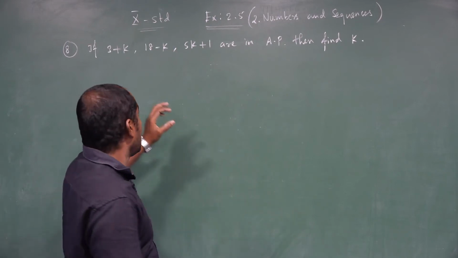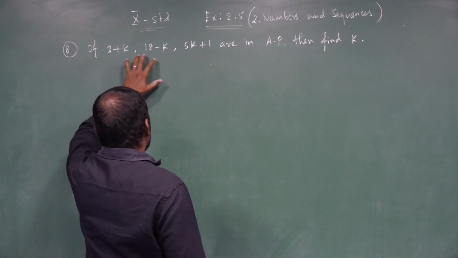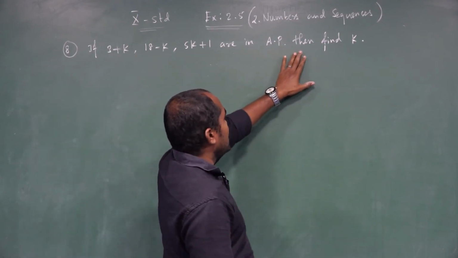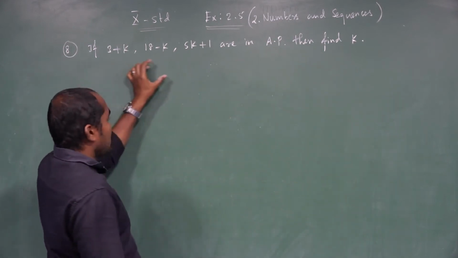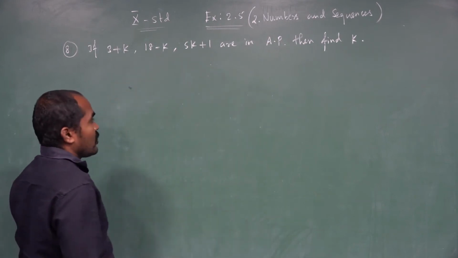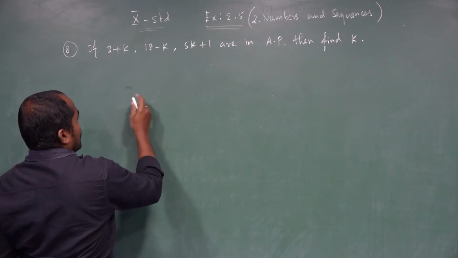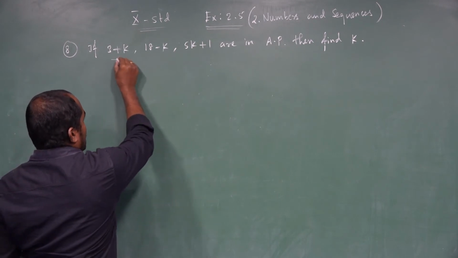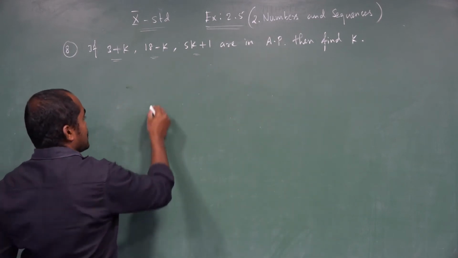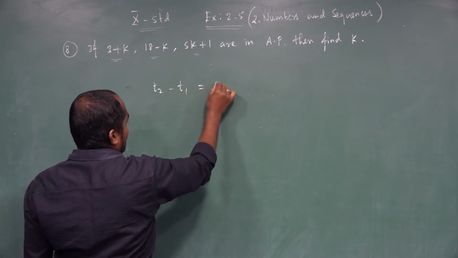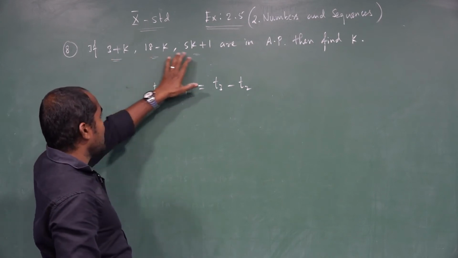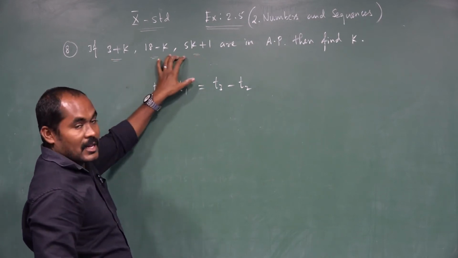Next, 8th question. If 3 plus k, 18 minus k, 5k plus 1 are in AP, then find k. So these three terms are in arithmetic progression. You want to find the k value. So these three terms are in AP means the common differences are equal, that is T2 minus T1 equal to T3 minus T2. This is the first term, second term, third term. Their common differences are the same.